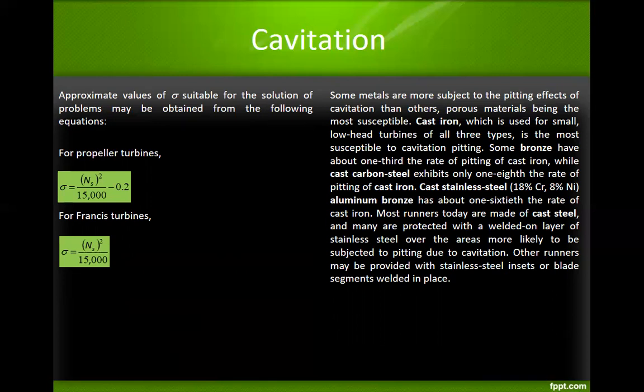Cast stainless steel, 18% chromium, 8% nickel. Aluminum bronze has 1/16 the rate of cast iron. Most runners today are made of cast iron or steel, and many are protected with a weld layer of stainless steel over the areas more likely to be subjected to pitting due to cavitation. Other runners will be provided with stainless steel inlet or blade segments welded in place.